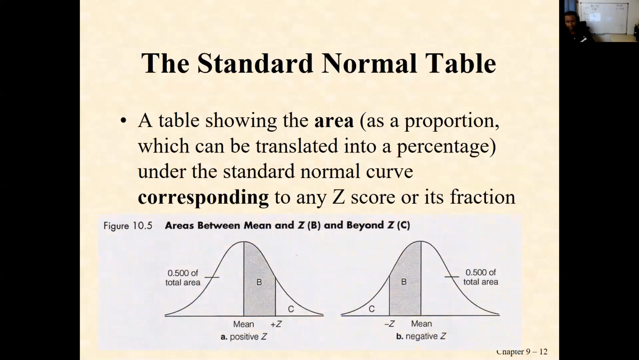So Appendix B, I think, is at the back of the book. For the 9th edition, the standard normal table is on page 463, okay. But obviously I can't show the book right now, so I'm going to put something else up here.